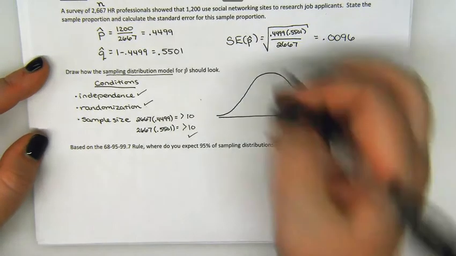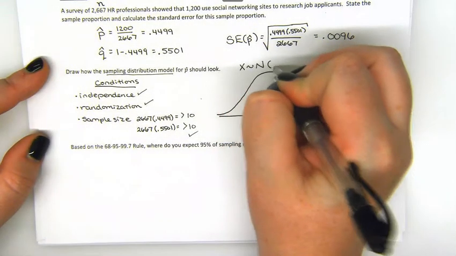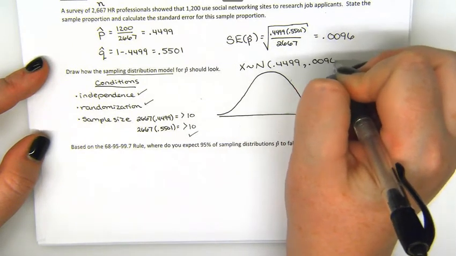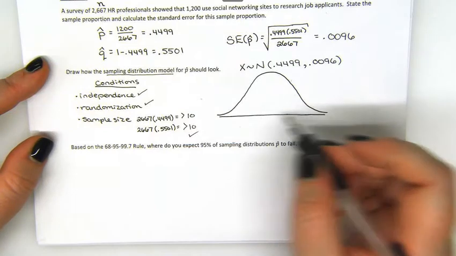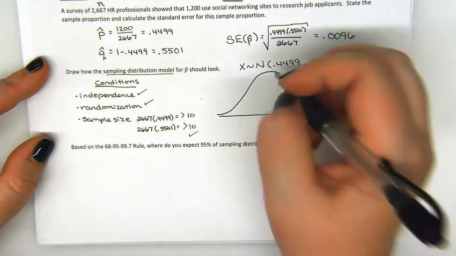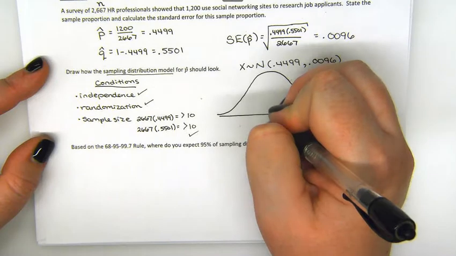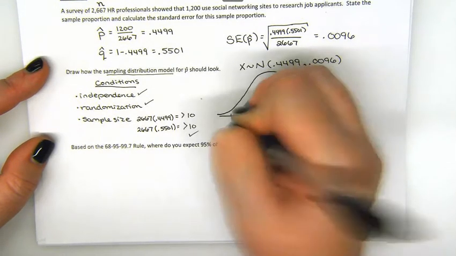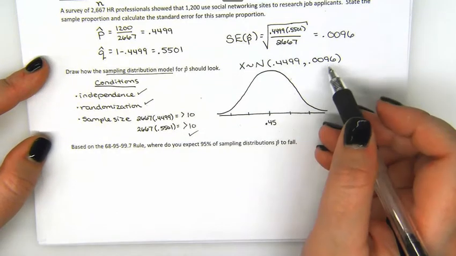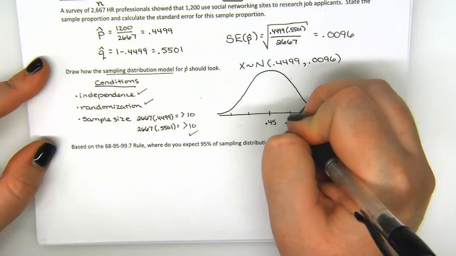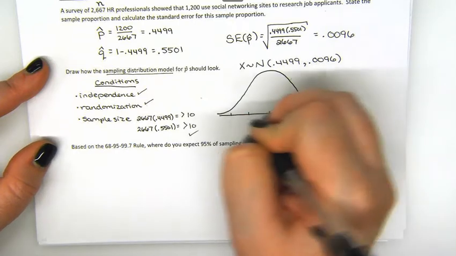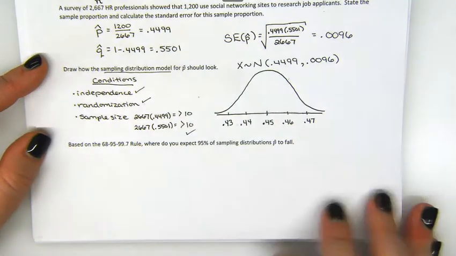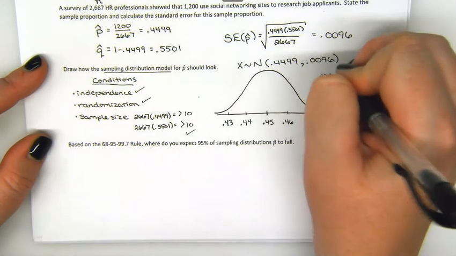And drawing this out, this is going to be a bell-shaped curve centered at 0.4499 with a standard error of 0.0096. For my sketch here, I'm going to simplify these numbers a little bit. Instead of 0.4499, I'm just going to use 0.45. And then moving this distance of a few standard errors in each direction, if I have the standard error of about 0.01, this will be a 0.46, this will be a 0.47, this would be a 0.44, this would be a 0.43. So what we have right here is a distribution of p hat values.